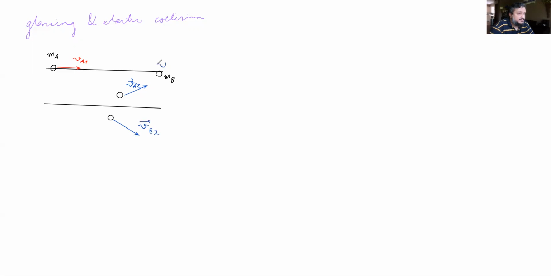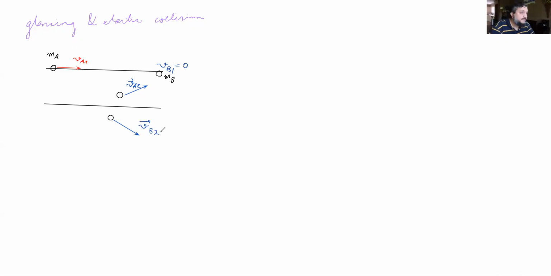So I assume that VB1 is 0. You don't have to. You can keep it general. You can give the initial velocity to B as well. Doesn't matter. The method is important here, how you're going to solve this problem.